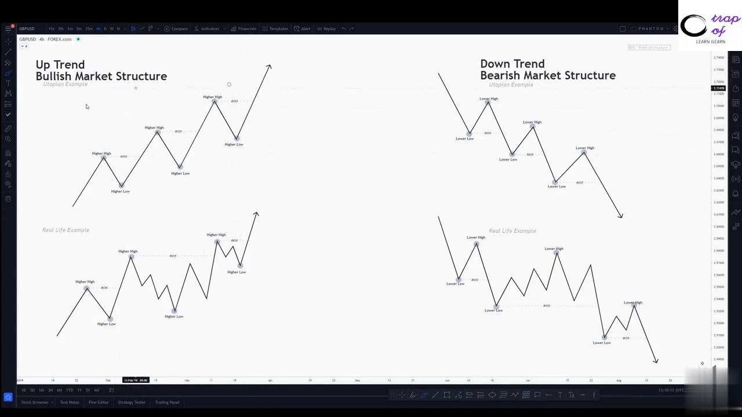Now, of course, this example is more of a utopian example. And what that means is this is the textbook picture perfect bull trend. But we also know that if we've looked at any price charts and tried to compare what we see in textbooks to what we see on the charts, we know those are two very different things. So what we have here is a more real life example of an uptrend. What we can see is we're still making higher highs and higher lows, but there's a little bit more noise or fluctuation in between the two ranges.